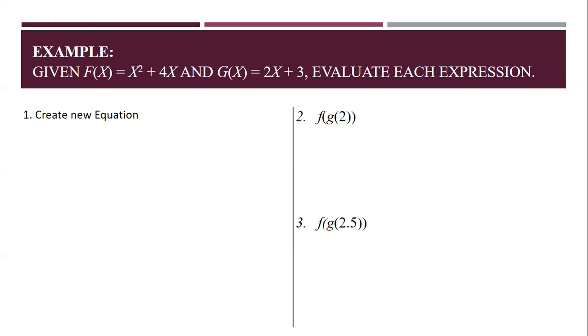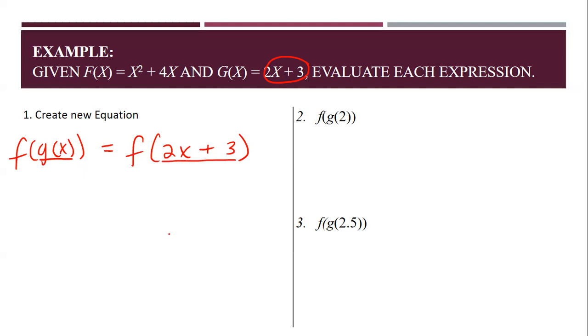If it's asking you to create a new equation, what it's saying is, if I have F composed of any value at G of X, what could I do? Well, you're substituting the entire G of X. And what does G of X equal? So in F, all of your x's are going to become 2x plus 3. So instead of just an x, it's now 2x plus 3.